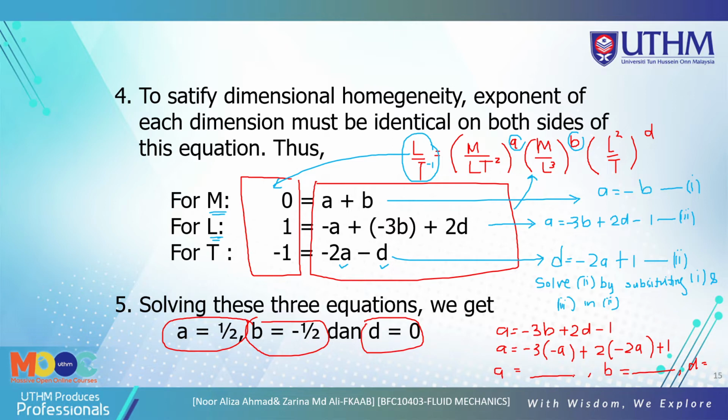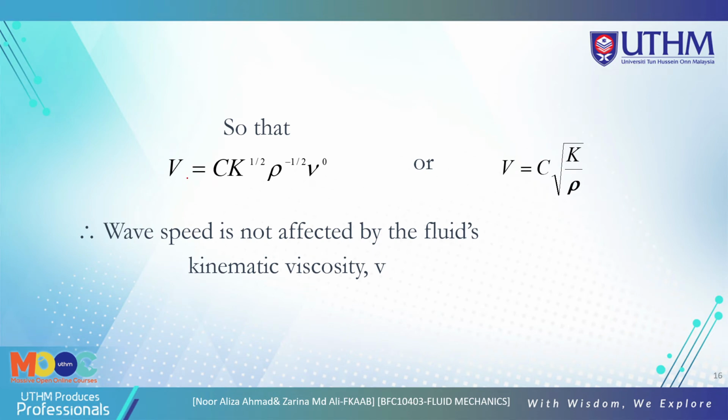Try to solve again based on this calculation here. Try to get the A, B, and D. So now after you get the A, B, and D, you just put them again in this formula. Okay, V is equal to constant C, K to the power of A, density to the power of B, and the viscosity to the power of D. So you just put the A, B, and D here.